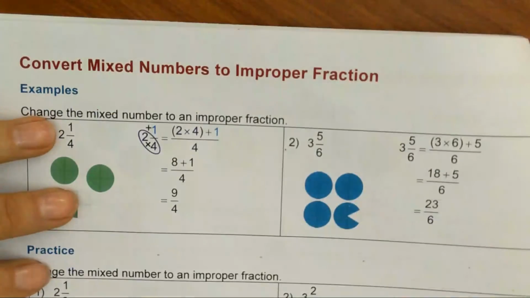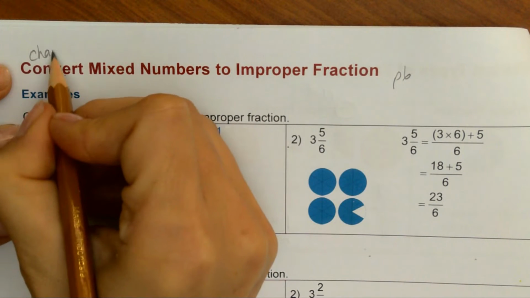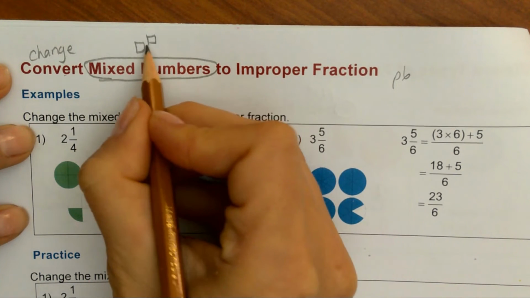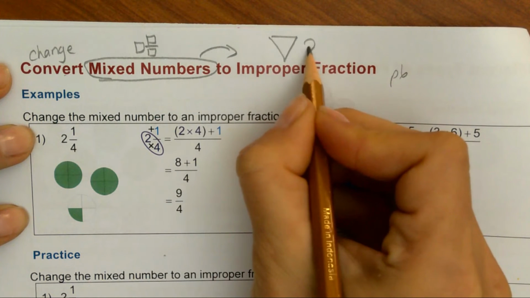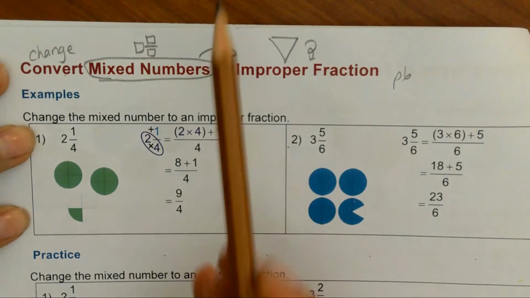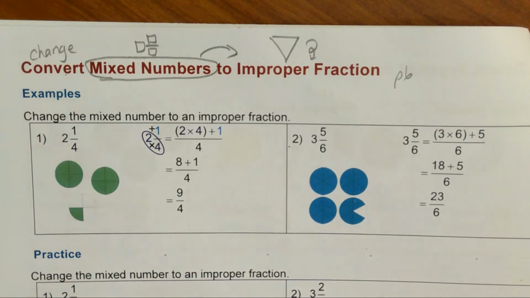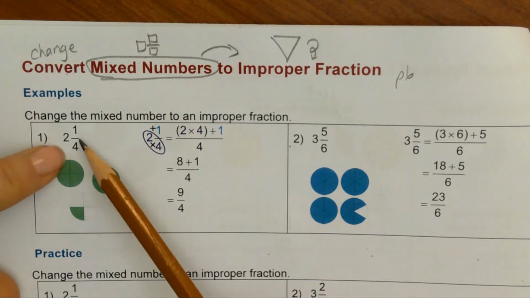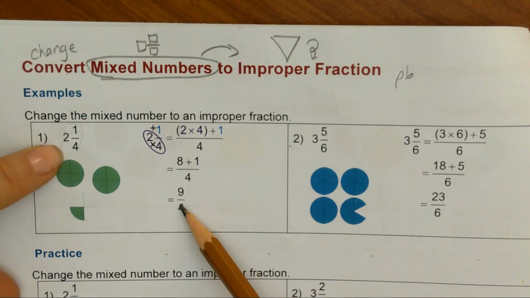So now we're on page 6, okay? And this says convert, which is like change. So we're going to change a mixed fraction, which looks like this, to an improper fraction, which is the one where the mountain is upside down. Why would we do that? Well, when we're doing add, subtract, multiply, divide of fractions, sometimes we have to change a fraction that looks like this into a fraction that looks like this to make it easier for us.